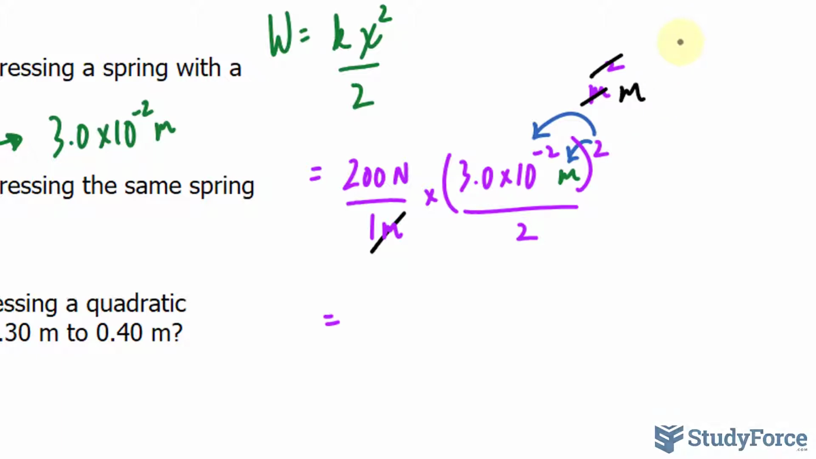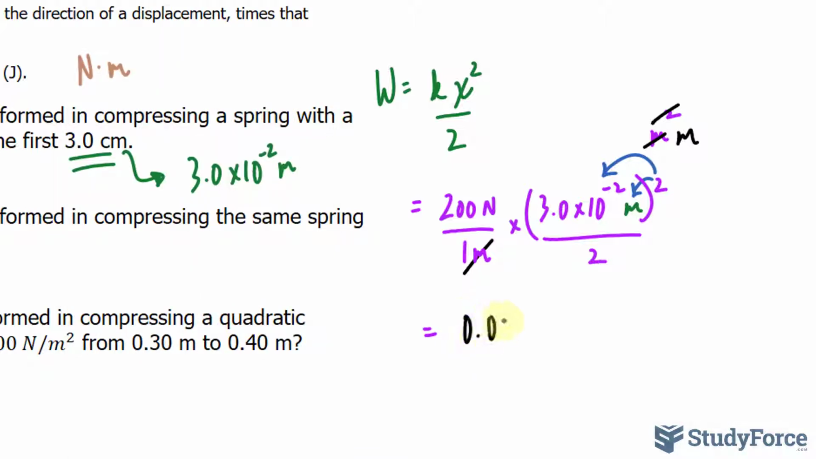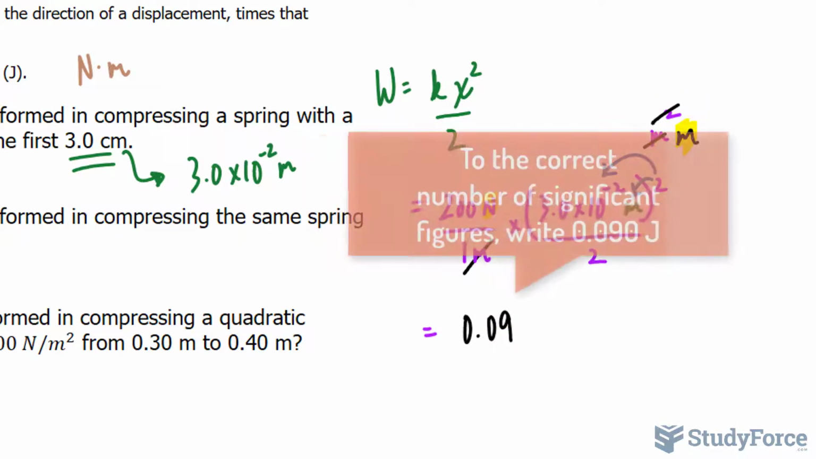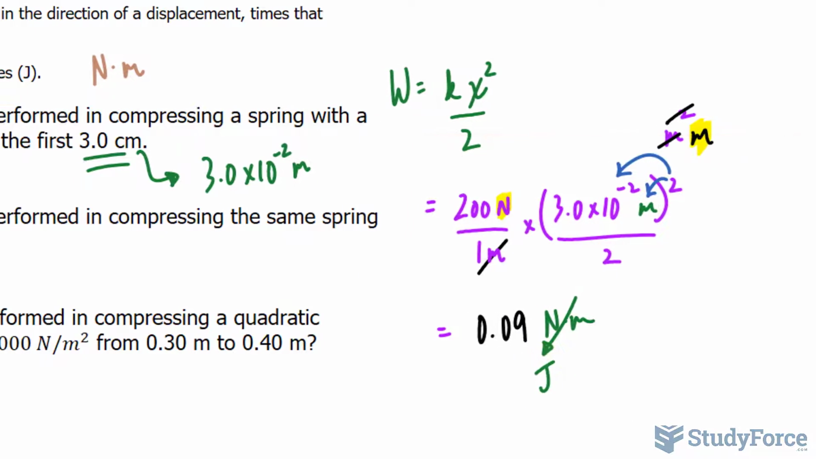So now that that's done, we can go ahead and multiply 200 times 3.0 times 10 to the power of negative 2, which is the same thing as saying 0.03, and that needs to be raised to the power of 2. Then we divide this number by 2, which gives us 0.09, and remember the units for work are newtons times meters, or joules. You can just write down joules instead.